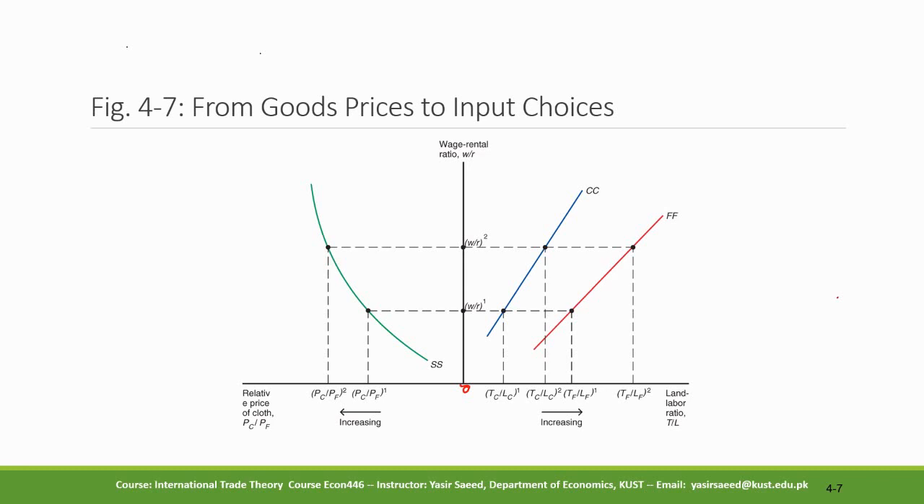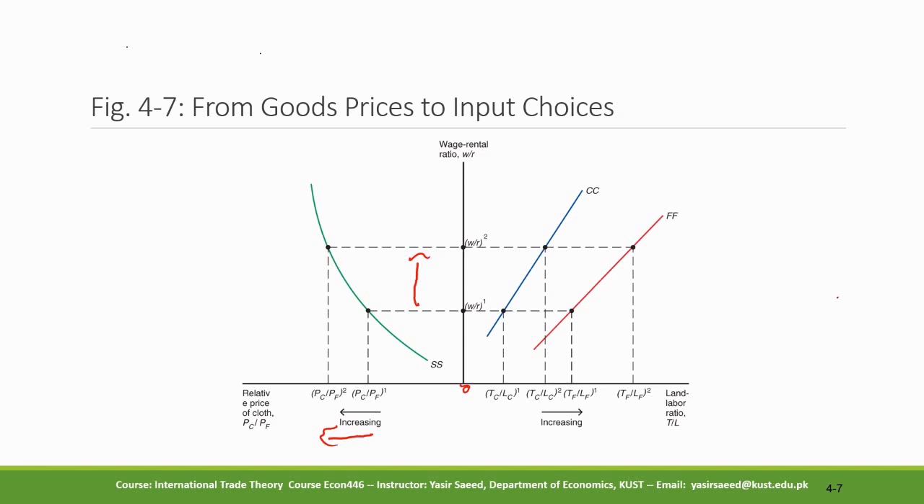If there is a change in relationship between variables, for example, if W by R increase, or let's say we start with the prices, if price of cloth increase, what will happen to the wage rental ratio and what will happen to the resource allocation in our example? So if price of cloth increase, we will move towards the left side because it is on the other axis, on the negative axis, you may say. So the increase is shown on the left side. As a result, our wage to rental ratio will increase because cloth is a labor intensive product and it has more labor, therefore wages are paid to labor, wages will increase.